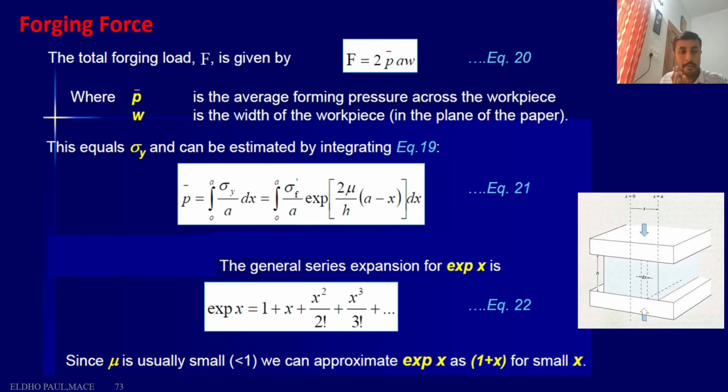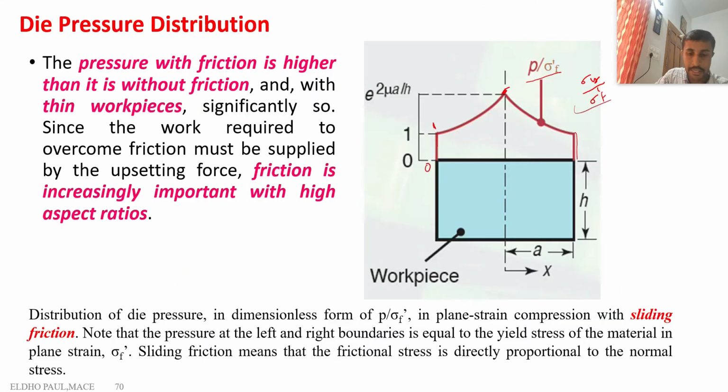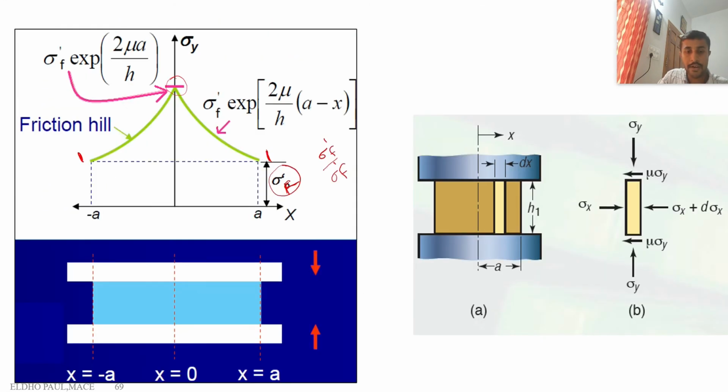So the last topic is the forging force. After the derivation, we got a distribution. For example, after I apply a particular value for mu and A by S, here I got, for example, 1. Here I got 3 megapascal. Here I got 5 megapascal. This is 2. This is 1. So this is the variation of stress, for example.